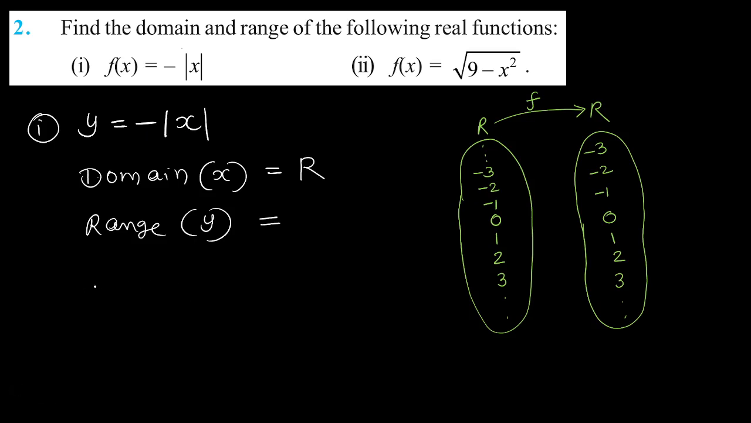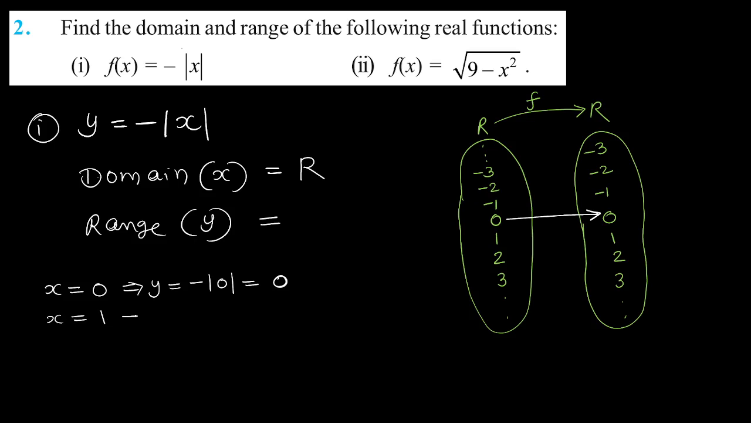What happens? This is rough work actually. These are mental calculations, and these steps are not required actually. If x equal to 0, y equal to minus of mod 0, that is 0. Understood? If x equal to 0, y equal to minus of mod 0, which is 0.